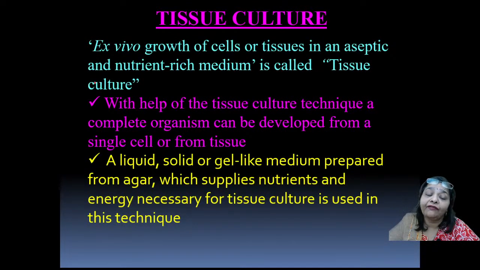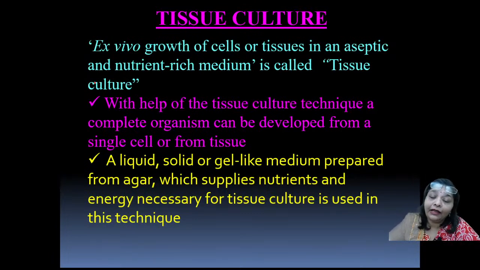Okay, and when we grow the cells in an aseptic and nutrient rich medium that attains ex vivo growth, then we call it tissue culture. With the help of tissue culture technique, a complete organism can be developed from a single cell or even from a group of cells. We term it as tissues, right?